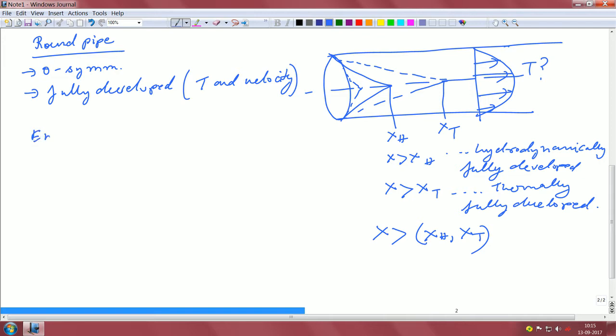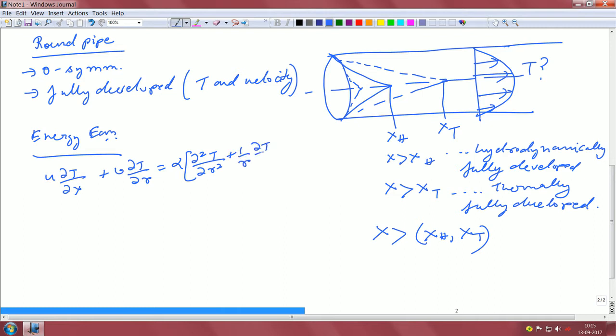So, the energy equation: u dT/dx plus v dT/dr equals alpha times (d²T/dr² plus 1/r dT/dr plus ∂²T/∂x²). That is the full energy equation written in polar coordinate systems, right. And of course, we know u is only a function of r, and we know v is equal to 0, right. These two things are already pre-known, right.